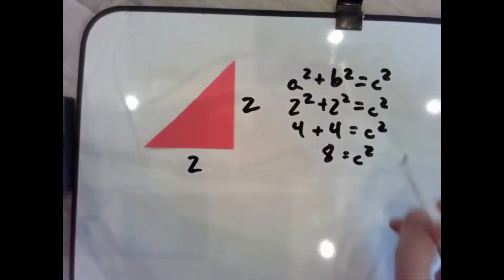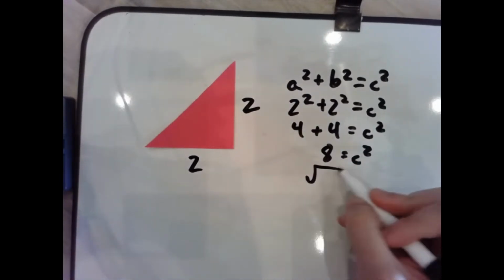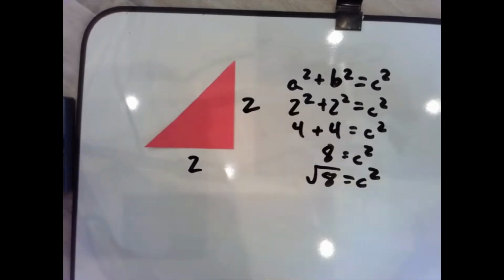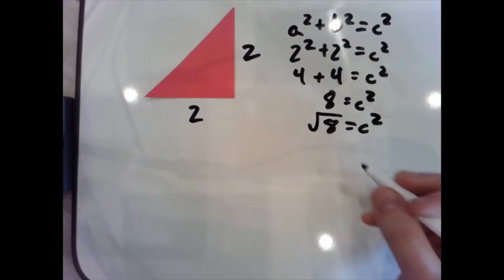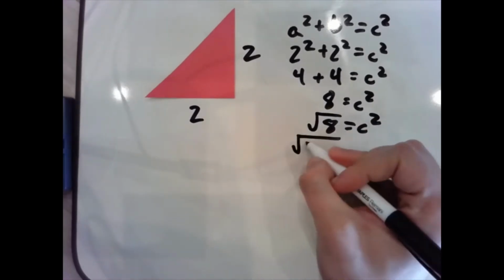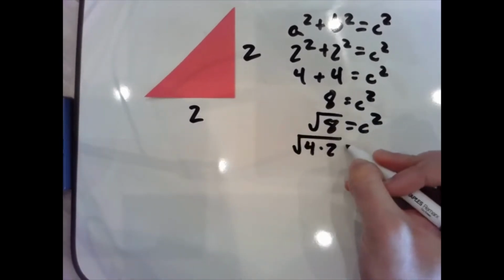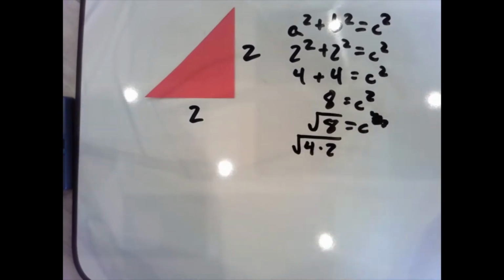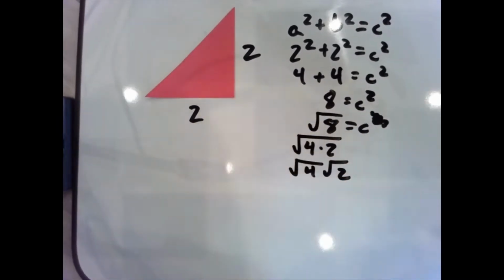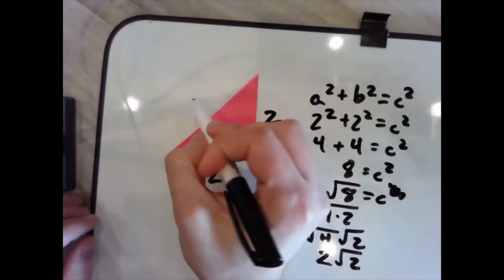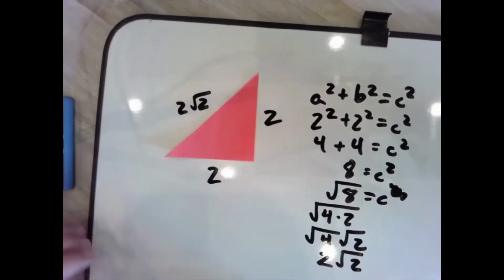This is why I was having us do simplifying radicals, because now we get rad 8 equals c. And you may recall, I'm going to show a few more steps than I normally would, but recall that 8 is 4 times 2. So the square root of 8 is c, and then square root of 4, square root of 2. So therefore we have 2 rad 2, which means that the hypotenuse there would be 2 rad 2.